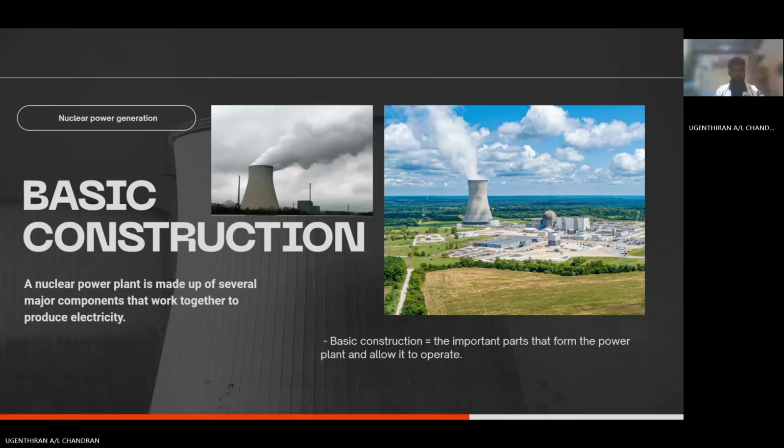Thank you. Next, we'll discuss the basic construction of nuclear power generation. A nuclear power plant is made up of several major components that work together to produce electricity. The basic construction is the important part that forms the power plant and allows it to operate.